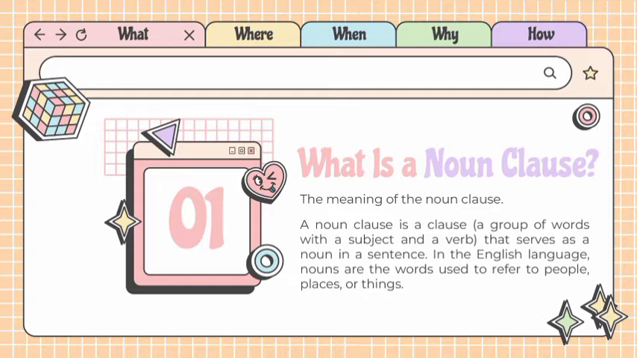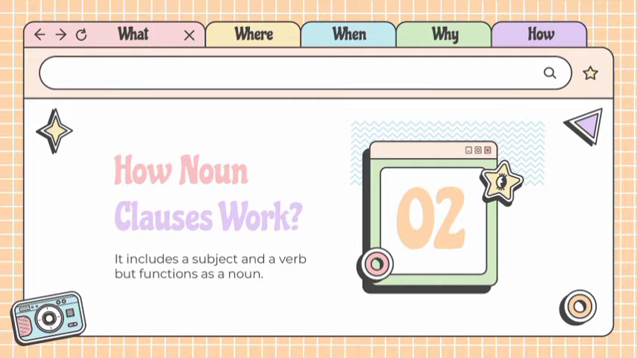1. What is a noun clause? The meaning of the noun clause. A noun clause is a clause or a group of words with a subject and a verb that serves as a noun in a sentence. In the English language, nouns are the words used to refer to people, places, or things. How do noun clauses work? It includes a subject and a verb but functions as a noun.